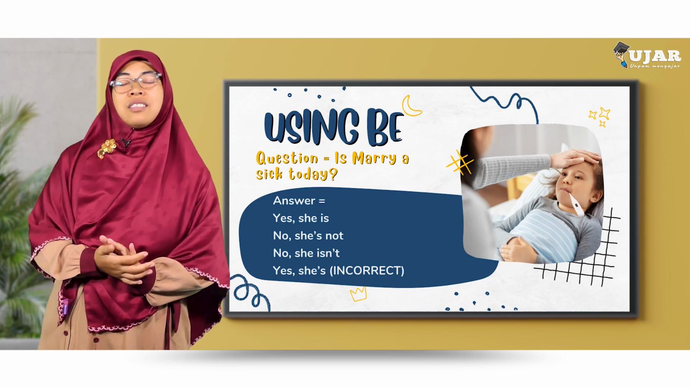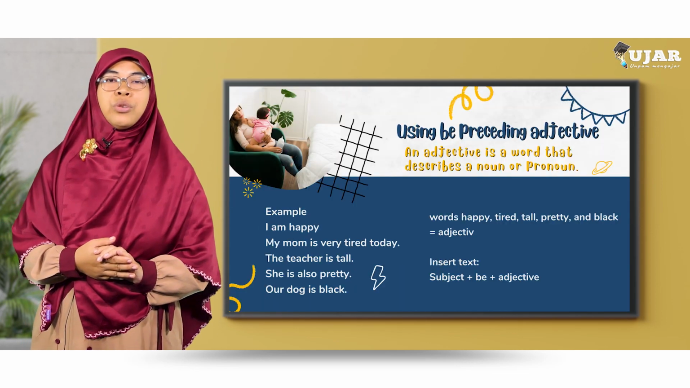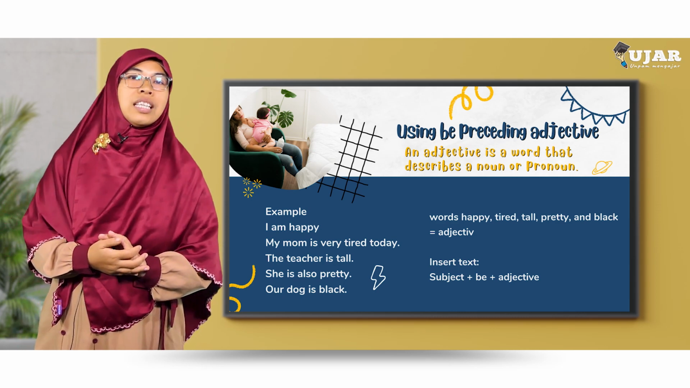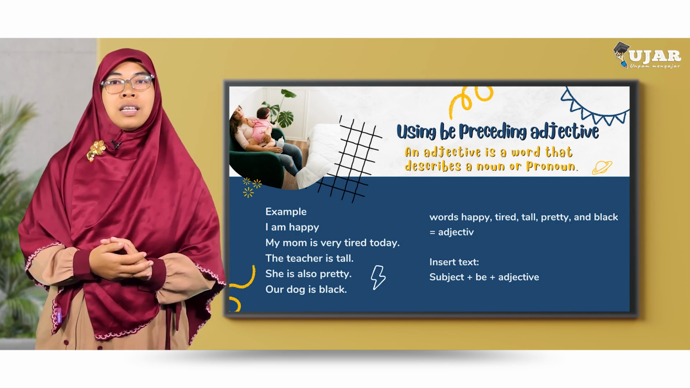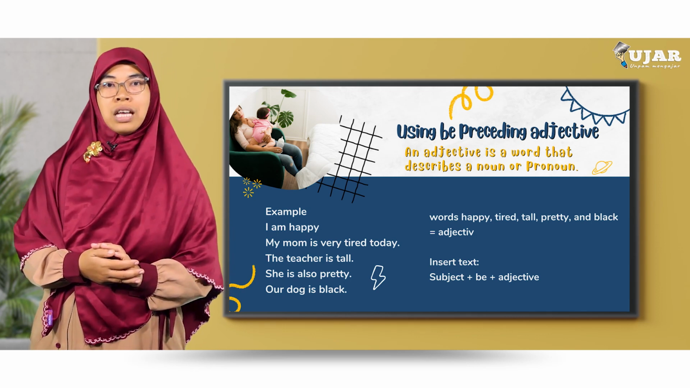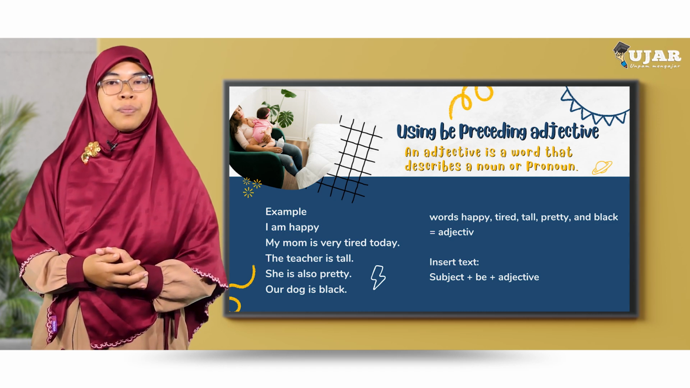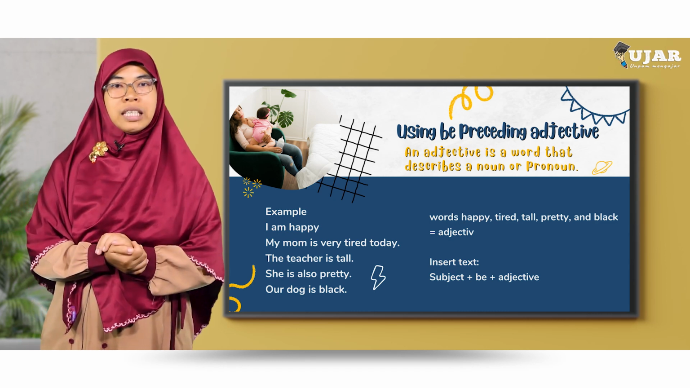Well, the next topic is using be preceding adjective. Do you know what an adjective is? An adjective is a word that describes a noun or pronoun. An adjective is one which gives more information about the noun or pronoun that goes with it. Usually, adjectives follow a form of be.